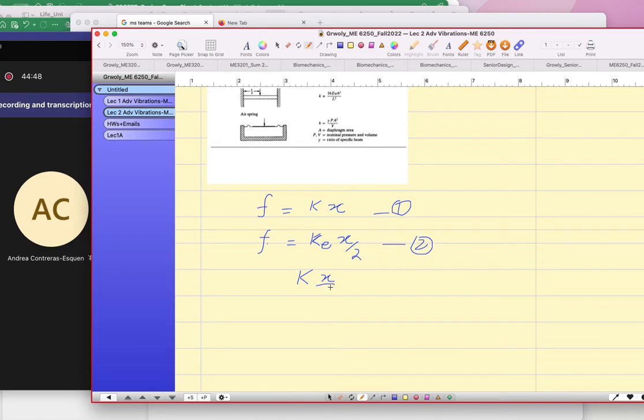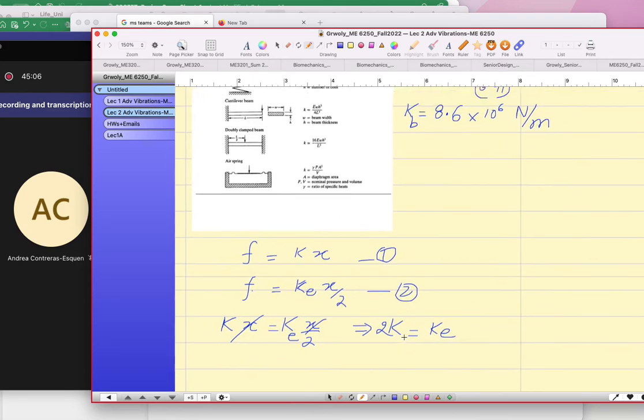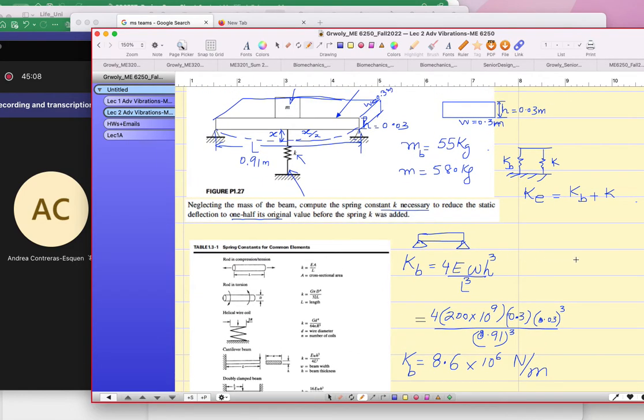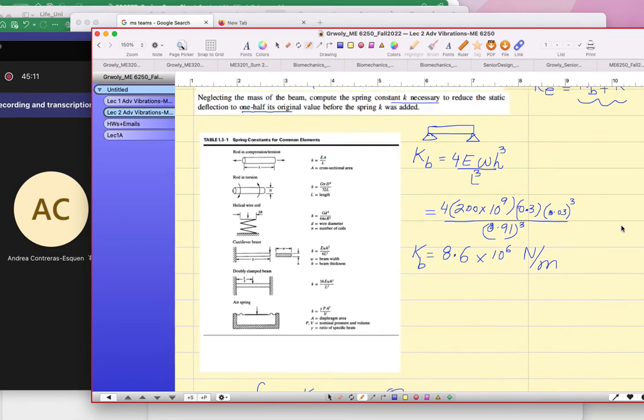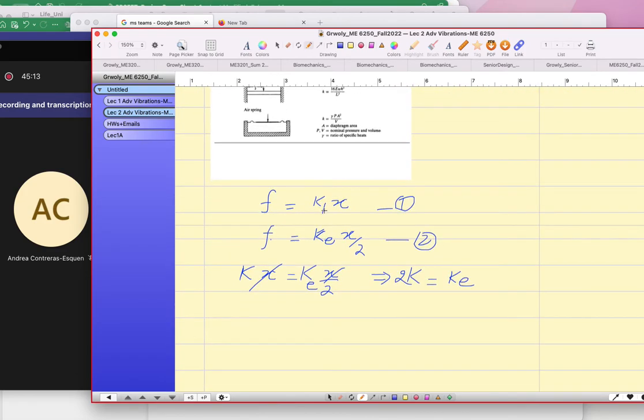Once you equate them, what will happen? k x on one side, and k equivalent x over 2 on the right hand side. So this x is cancelled by this x. So what is k? k equivalent should be equal to 2k. How would you get 2k? Look over here: 2k means 2 kb, because this is for the beam. For convenience, this should be 2kb.